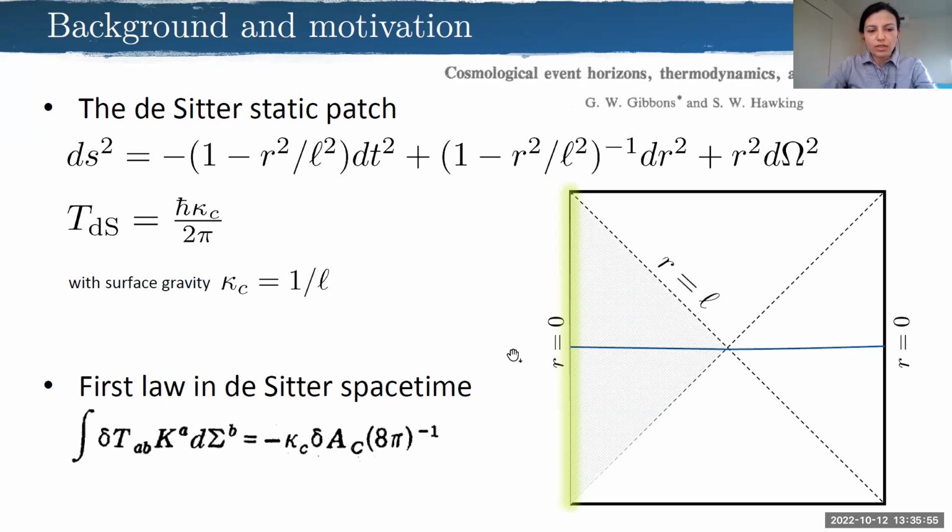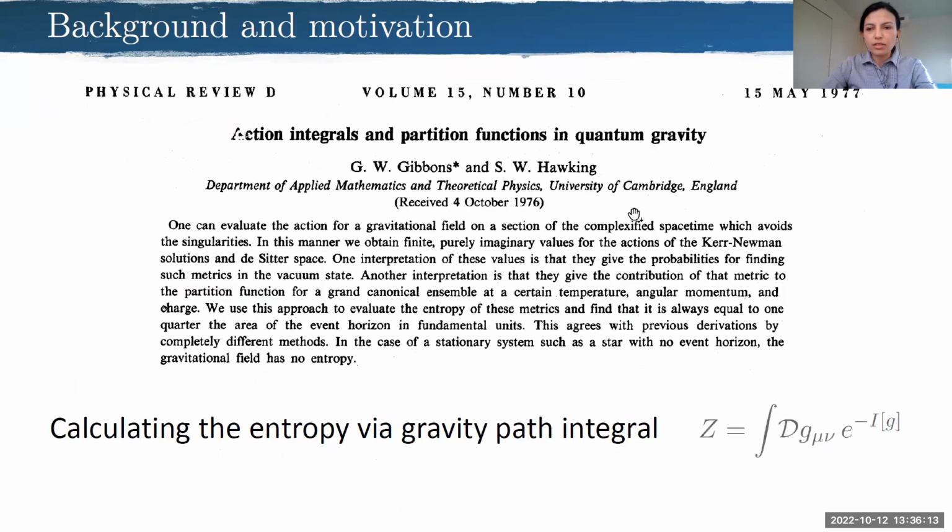They also found a first law in de Sitter space, which relates the variation of the Killing energy of matter fields to the variation of the area of the cosmological horizon, A_C. This is again the surface gravity. In another paper in the same year, in the same journal actually, they calculated the entropy of de Sitter space using the gravitational path integral, the Euclidean path integral that they used for gravity.